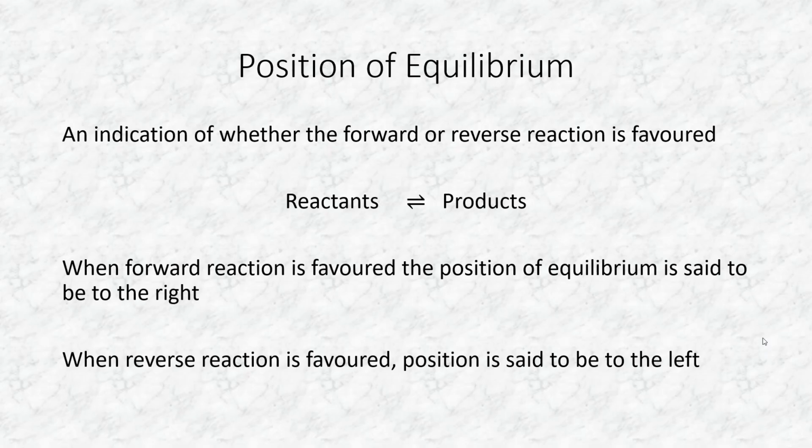If the reverse reaction is favoured, the position of the equilibrium is said to be to the left. And in that situation, the net overall effect is that most of the reactants are still reactants. Not much has become products at equilibrium.